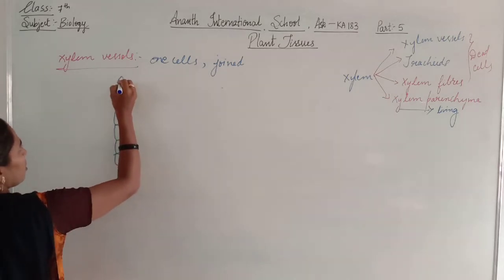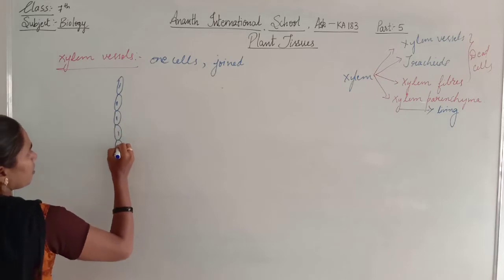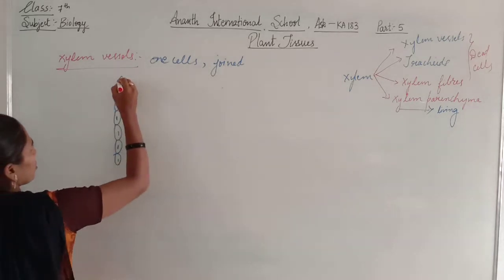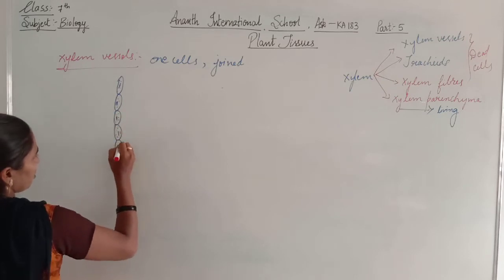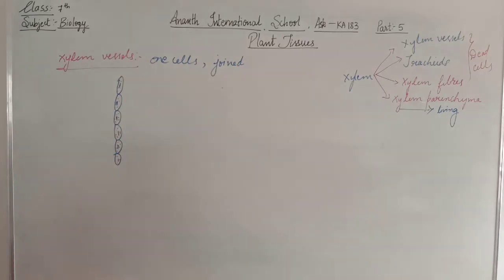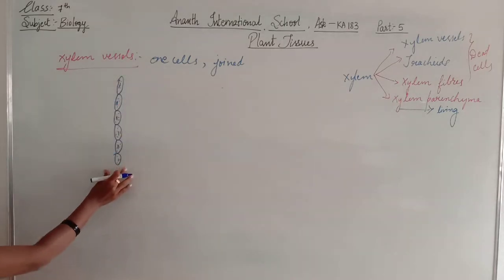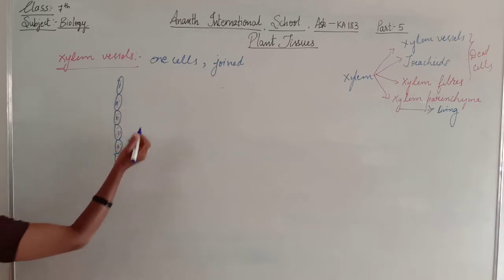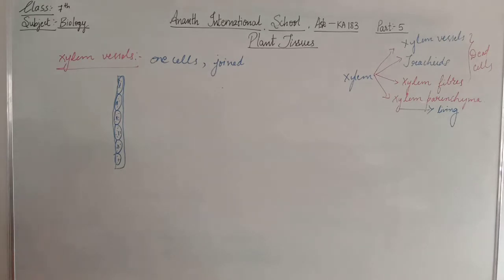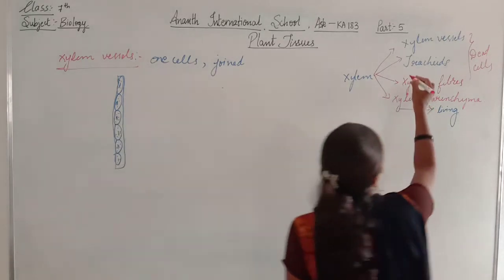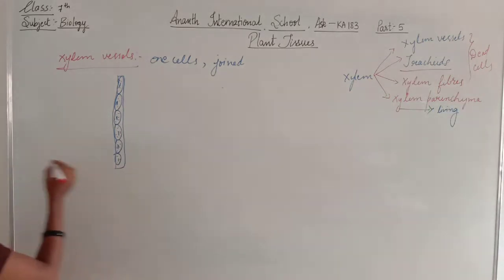Cells, as you know, have a nucleus and other cell organelles all present. But here, in some of the cells, I am saying they are dead cells, so protoplasm will be absent. Like this, a series of cells join together from end to end and form one long tube. So this is the xylem vessels. Then the second one is the tracheids.